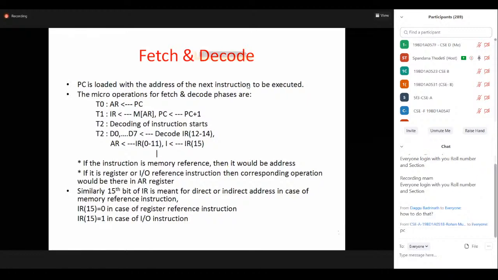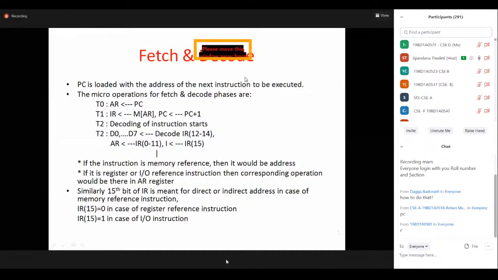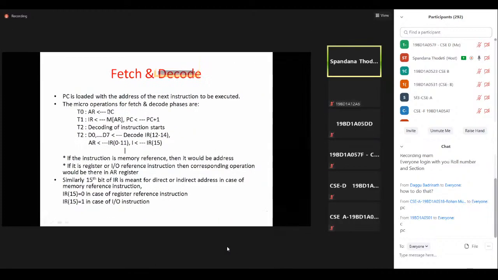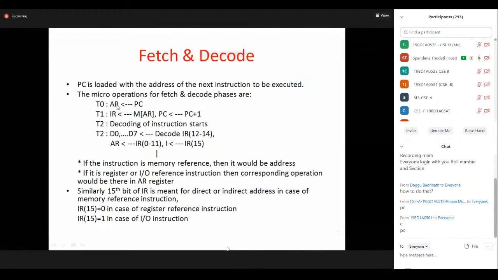You have 8 registers, right? Which register holds the address of the next instruction to be executed? Program counter. Yes, program counter is the one which holds the address of the next instruction. Right? Now, from this program counter, you can know what is the next instruction to be executed, the address of the next instruction. Means in the main memory, in which location the instruction you want to execute is present, that can be known.